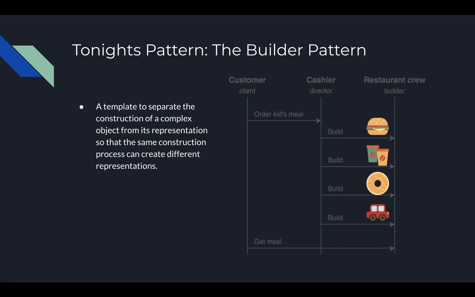So if we follow this diagram right here, when you walk in, let's say you want to order a kids meal, right? You will tell the cashier that, and then the cashier will put it in the register, which directs the kitchen to build out your order. The builders will take care of making your burger, your drinks, your dessert, and making sure the little toy gets in the bag, and then you get back the meal. At no point did you have to care how that meal was made. You just care that you received it.